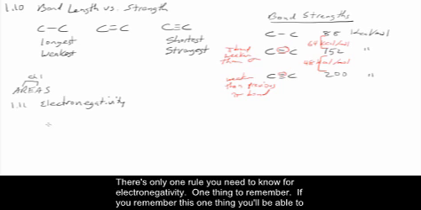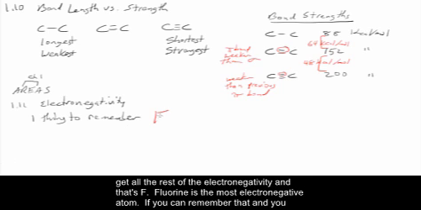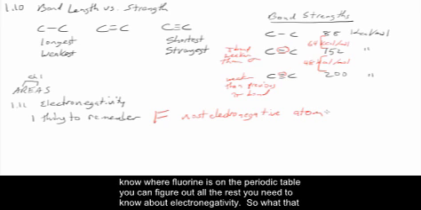So electronegativity. There's only one rule that you need to know for electronegativity. One thing to remember. If you remember this one thing, you'll be able to get all the rest of electronegativity, and that's F. Fluorine is the most electronegative atom. If you can remember that, and you know where fluorine is on the periodic table, you can figure out all the rest you need to know about electronegativity.